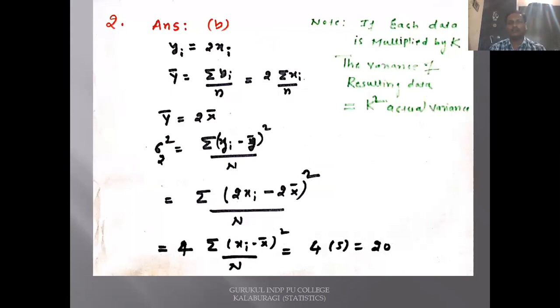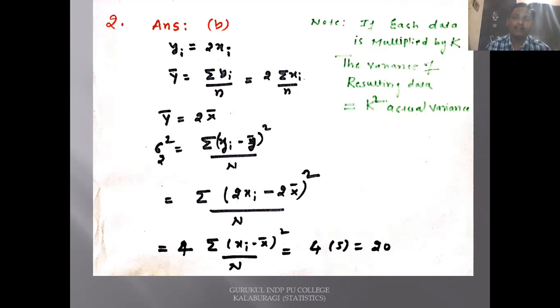But see how to calculate it, just to remember the concept. yi means the new data; we are multiplying each data by 2, that is 2xi. So what is y bar? The summation of yi divided by n. So yi is nothing but what? xi is the given data, yi is the new data.